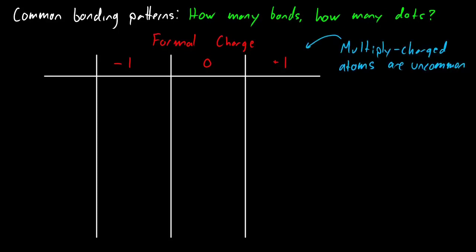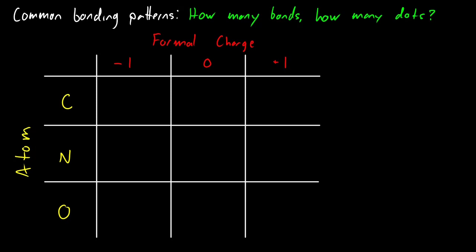In organic chemistry, multiply charged atoms, so atoms with a +2 charge or a -2 charge, are extremely uncommon, and we'll call out any rare exceptions where that's the case. So what I'd like to be able to do here is take carbon, nitrogen, and oxygen and figure out how many bonds and how many dots each of these atoms will have for the most common charge states, -1, 0, and +1.